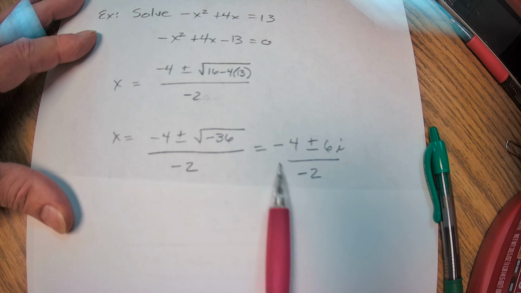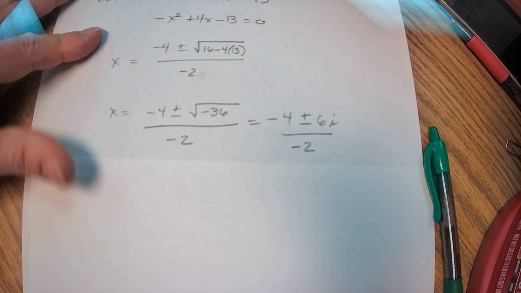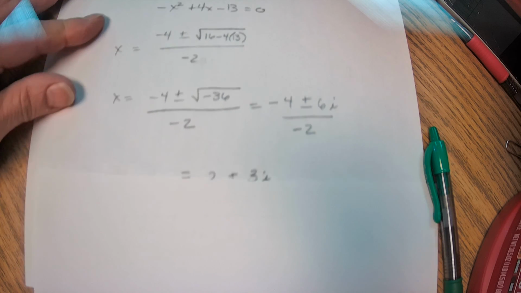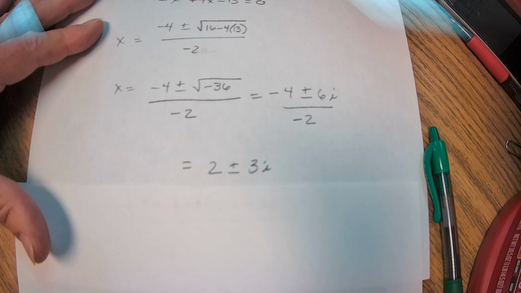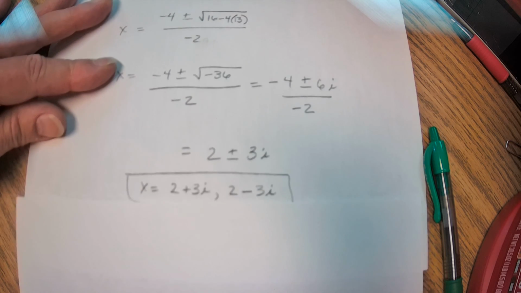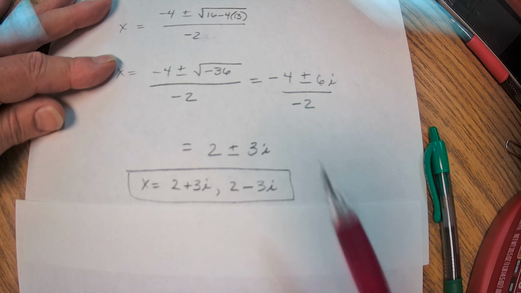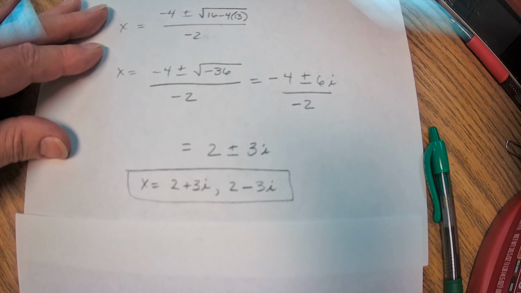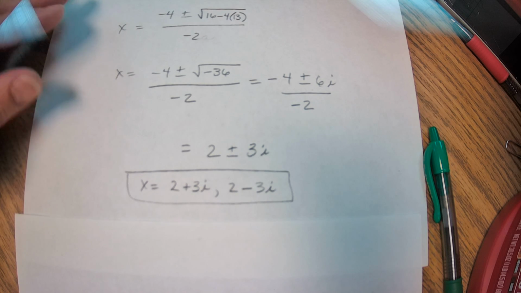So here's my next simplification. Each one of these can be divided by 2. So there's the exact answer. You can write it either way, doesn't matter. And that's it for 3.4.